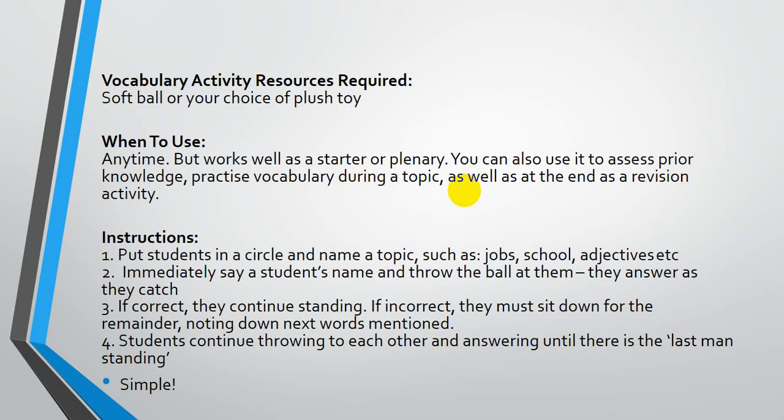Number 3, if correct, they continue standing. If incorrect, they must sit down for the remainder, nothing down next words mentioned. Number 4, students continue throwing to each other and answering until there is the last man standing. So the last man standing is the winner. Okay, so it is really simple.